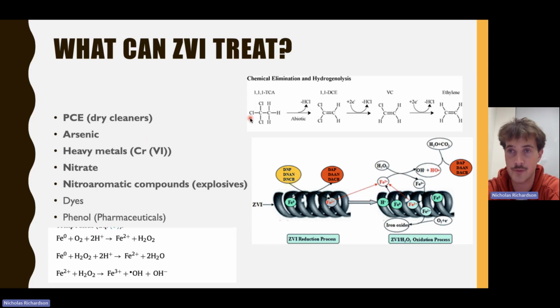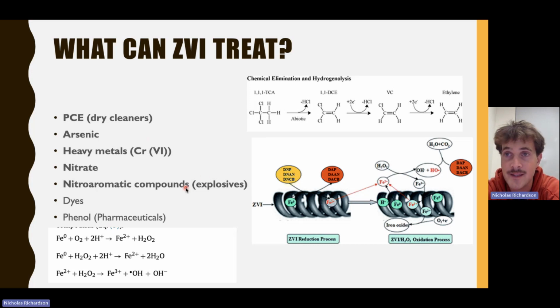The zero-valent iron can reduce nitrate to ammonium, and then you have nitroaromatic compounds, an example of that would be TNT. Those are just explosives, so whenever those need to be remediated, those can be reduced also to safer forms.